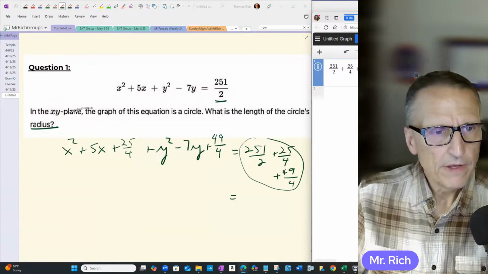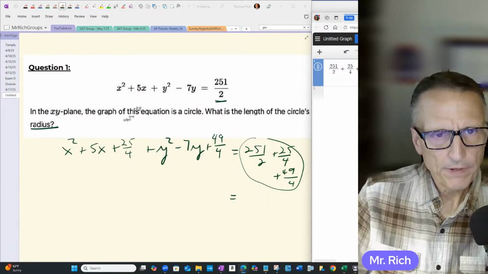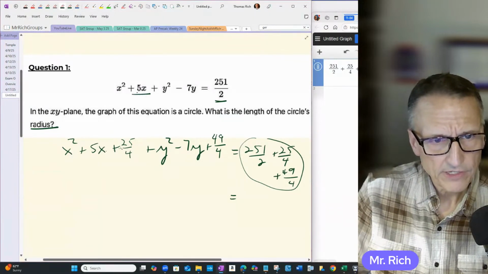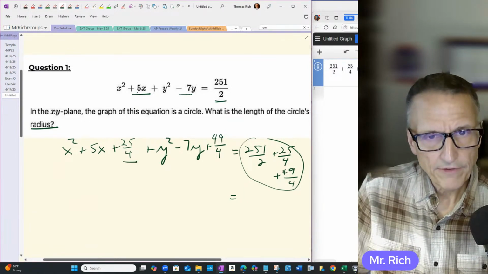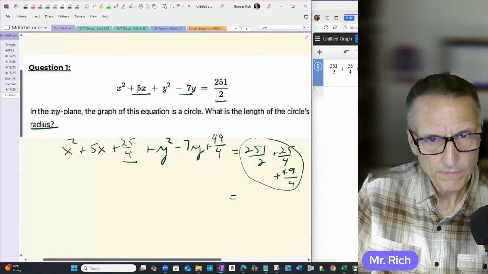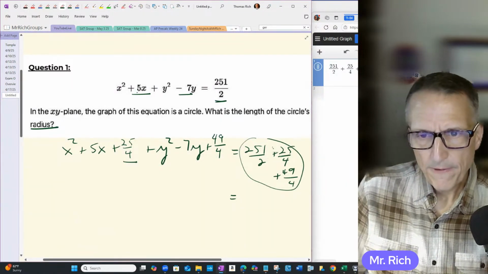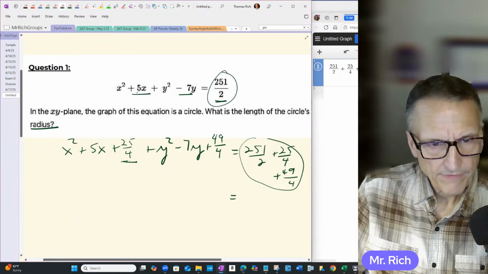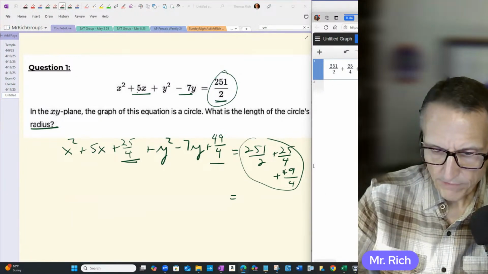Here was the equation up here at the top. I took this x squared plus 5x and divided the 5 by 2 and squared it, got the 25/4. Took the negative 7, divided it by 2, and squared it and got 49/4. So now over here on the right-hand side, I have the original 251/2, but I did have to add the 25/4 and 49/4. And I'm doing that over here in Desmos.